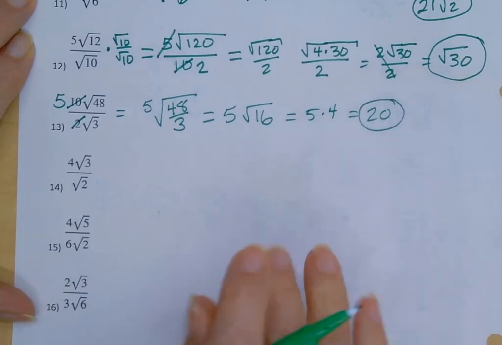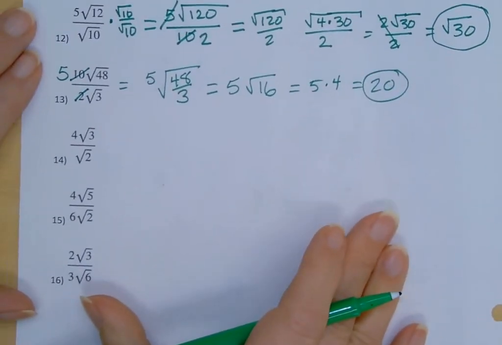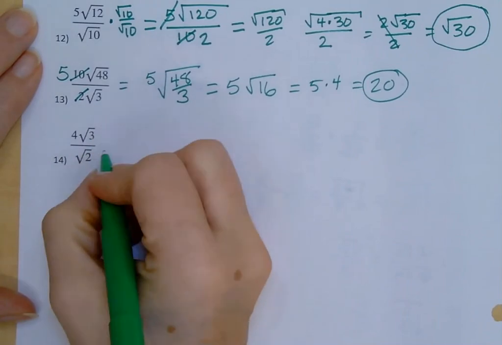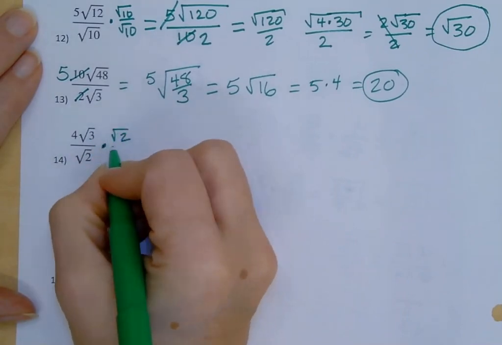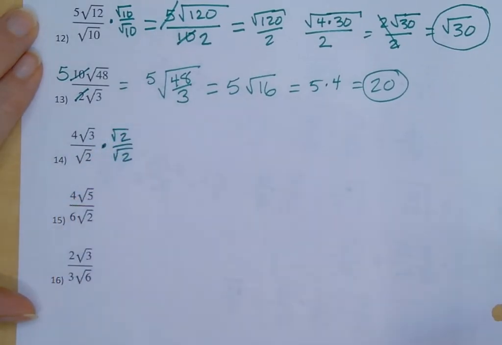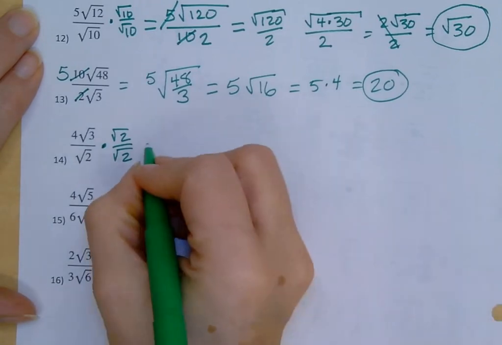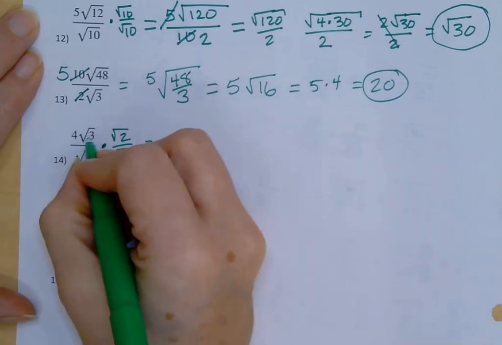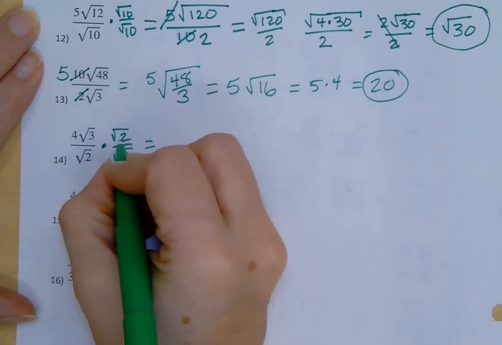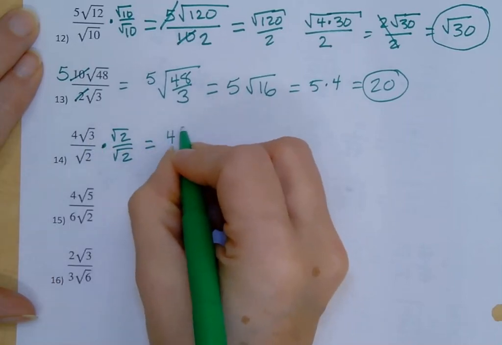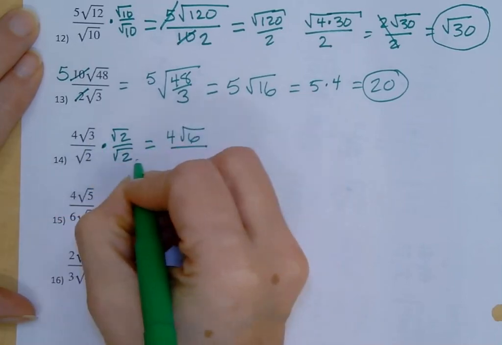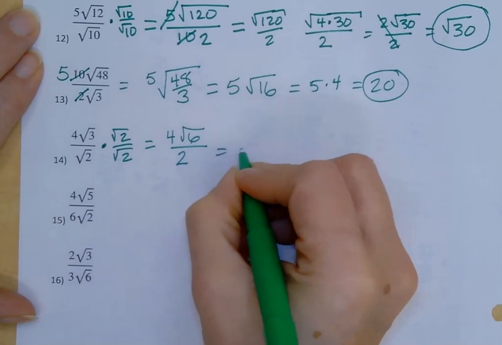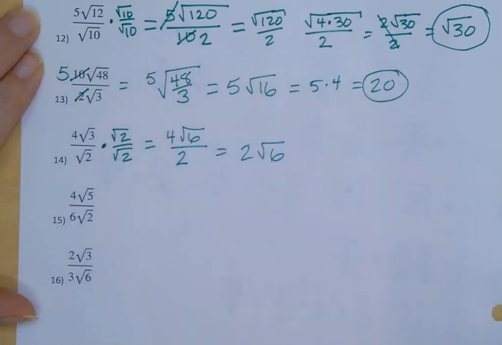Okay, 4 times the square root of 3 over the square root of 2. I'm not allowed to have a radical in the denominator, so I'm going to get rid of it by multiplying by the square root of 2 over square root of 2. 4 times the square root of 3 times the square root of 2. I can multiply those square roots together, so that's going to be the square root of 6. Square root of 2 times square root of 2 is 2, so I have 2 times the square root of 6.